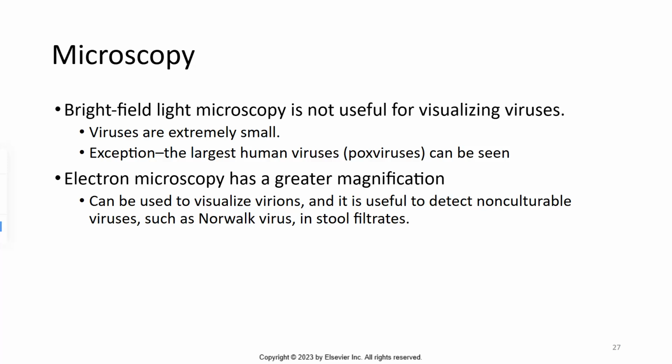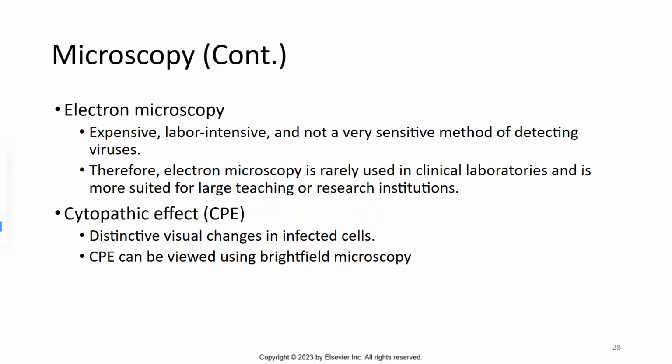Bright field microscopy is not useful in looking at viruses because viruses are super tiny, so typically we have to look at electron microscopy. It can be used to visualize virions and is useful to detect non-culturable viruses such as the Norwalk virus in stool filtrates. It's expensive, labor-intensive, and not a very sensitive method of detecting viruses. Therefore, it's rarely used in clinical labs, more suited for large teaching or research institutions.